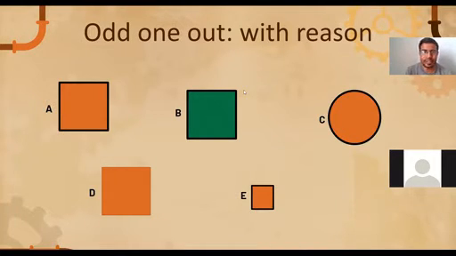Okay, so most of you are saying B, C, or D. Minal is saying E because of the size. Soumya ma'am is saying it is D because there is no border. So at least we see that B, C, D, and E all can be the answers depending on what perspective we are taking, right? What about A? Can A be odd one out?